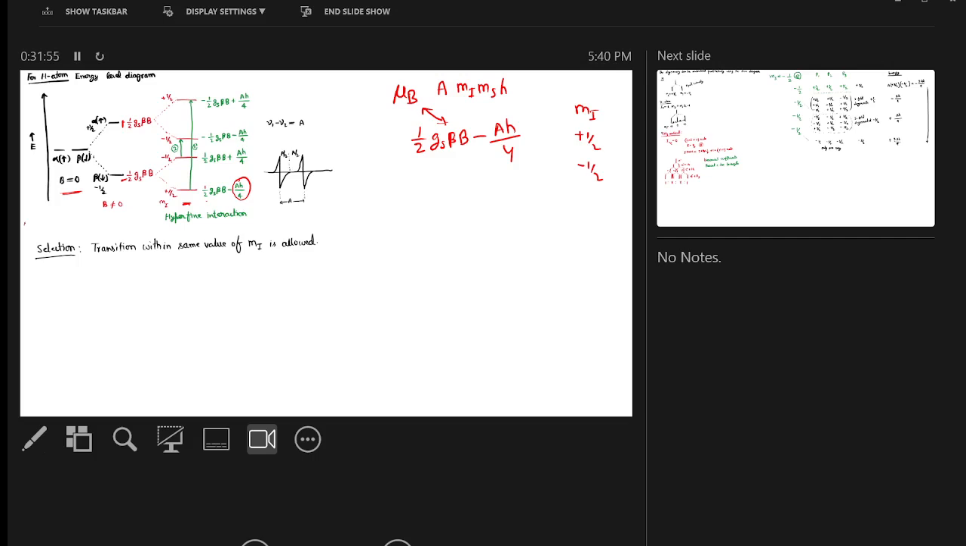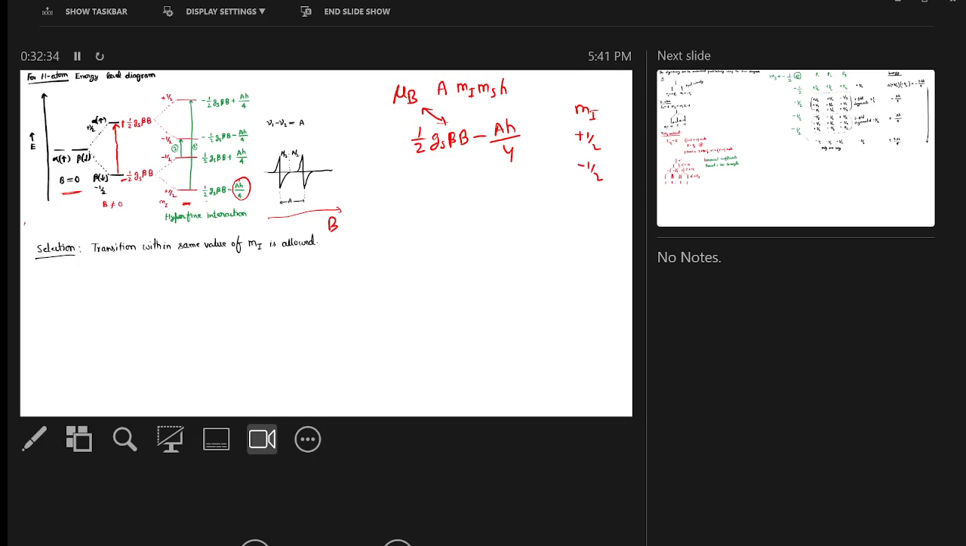So there are two transitions possible in this configuration. If there is no hyperfine interaction, there will be one transition possible, what you are seeing in the case of a free electron. But in the case of hydrogen, there is one proton, a nucleus. Because of that, the nuclear spin will interact with the electron, and there can be two transitions: from minus half to minus half, plus half to plus half. So we get two peaks. This is the increasing magnetic field strength.